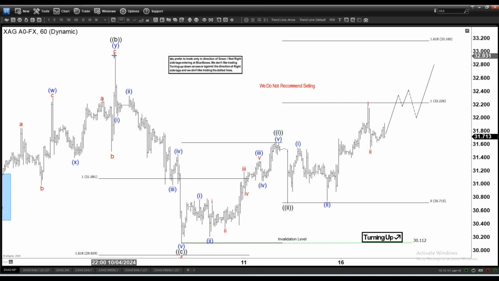And if it breaks above this, then obviously that will confirm that the direction is higher. Okay, so that's the update here, guys, for today.